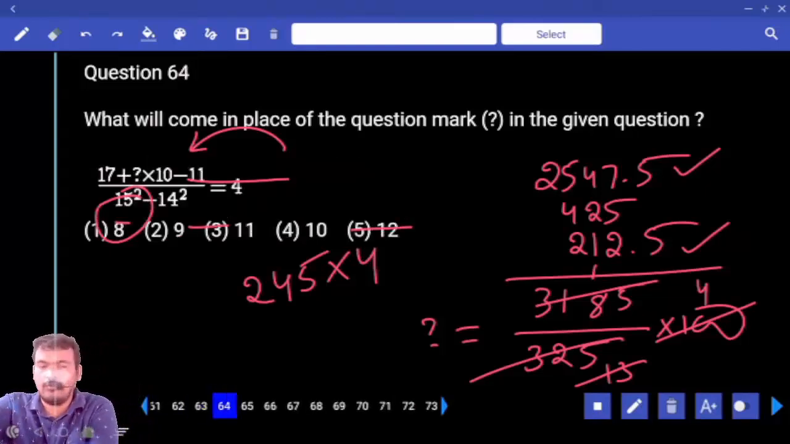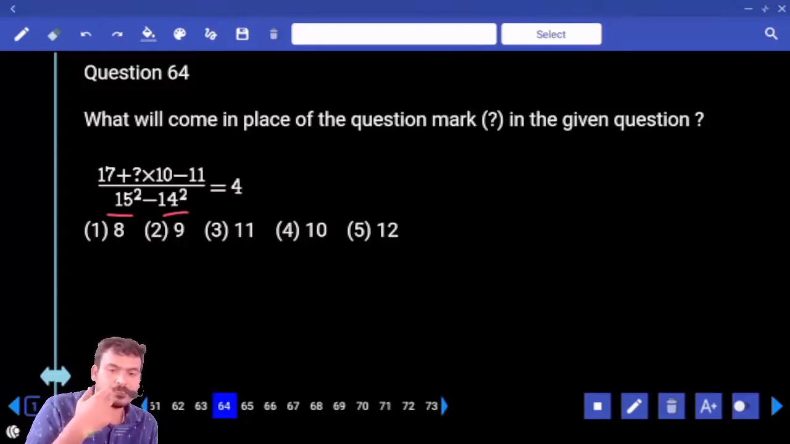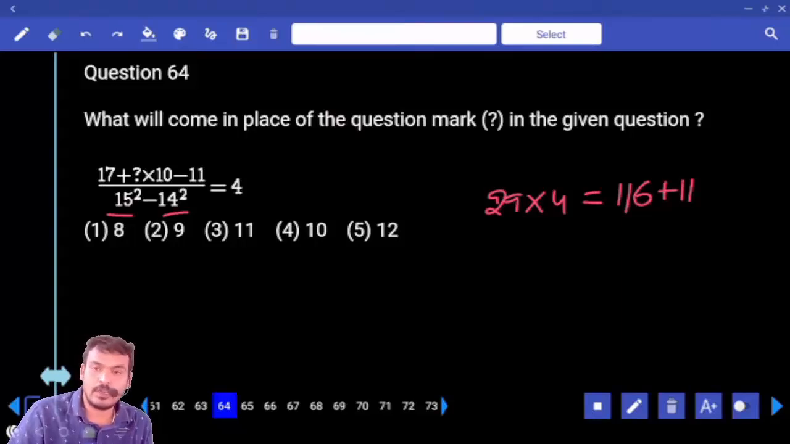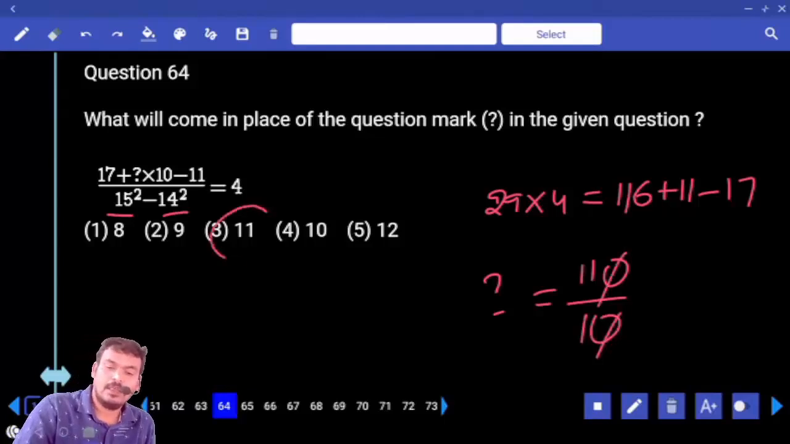Next, question number 64. First priority, left hand side denominator. What is the 15 square? 225. 14 square? 196. Difference? 225 minus 196, how much? 29. 29 into 4, 116, or not? 116 plus 11, 127 minus 17, 110. Something equal to 110 by 10, or not? Answer 11.